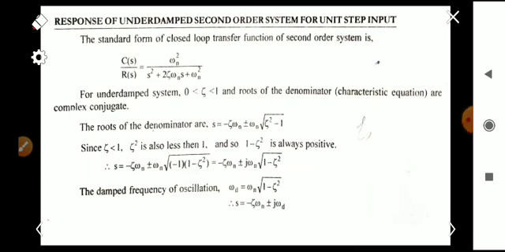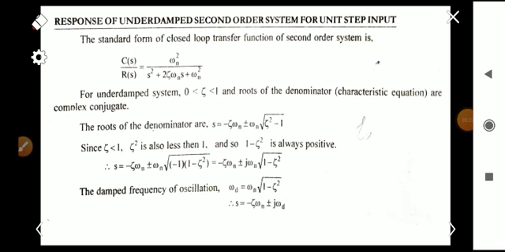Hi all. Once again welcome to the lecture of linear control system of KTU syllabus. So today we are going to discuss the response of underdamped second order system for unit step input.